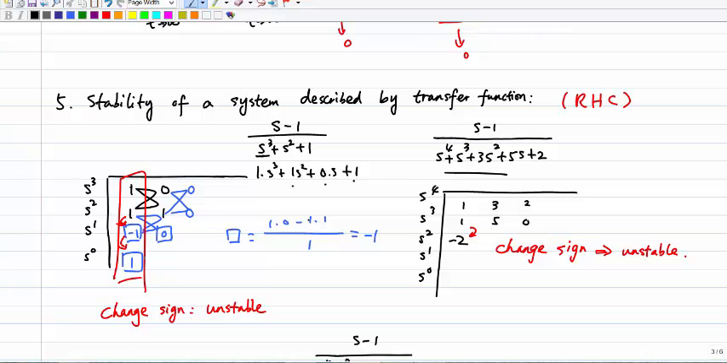The Routh criterion says that if the first column does not change sign, the system is stable. If it changes sign, it is unstable. Here it does change sign, because from 1 to negative 1 it changes sign, and also from negative 1 to 1 it changes sign. So it is unstable.